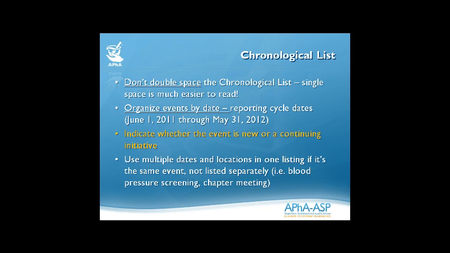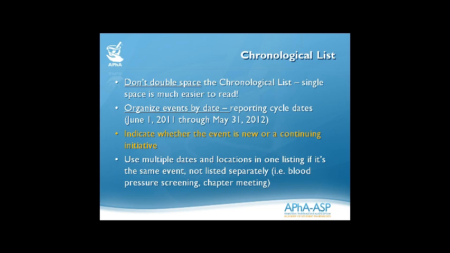Also, this is a chronological list, so although I know some chapters like to organize their events by patient care and then policy and advocacy, you can do that for your own purposes, but for the purposes of submitting your chronological list to APhA-ASP, it's a straight chronological list. So it starts June 1 of last year, and it will continue through May 31st of this year. Something we do want you to do is to indicate whether an event is new or something that you're continuing from previous years. This is one really easy way for us to see innovation in your chapters if you do have new events that you're holding.